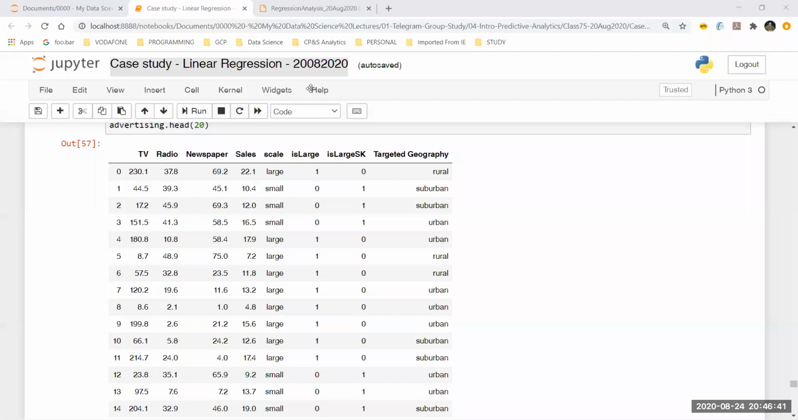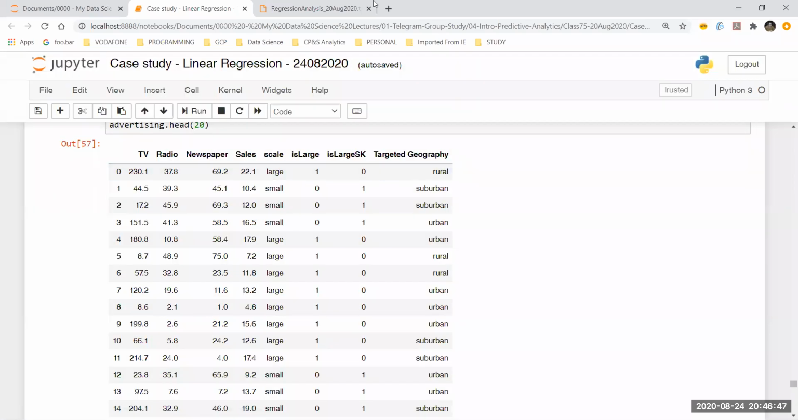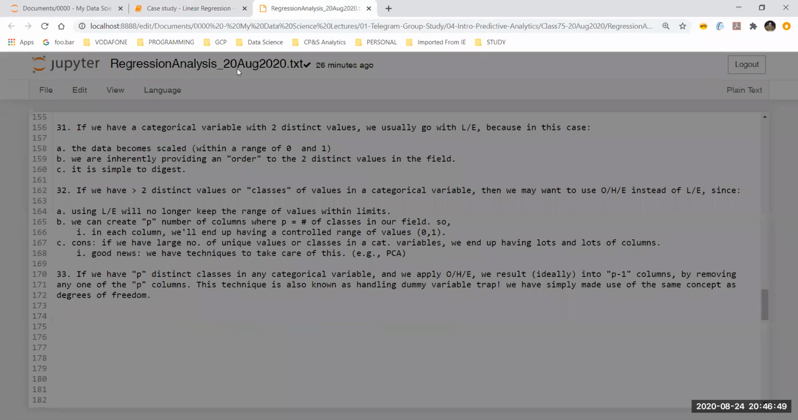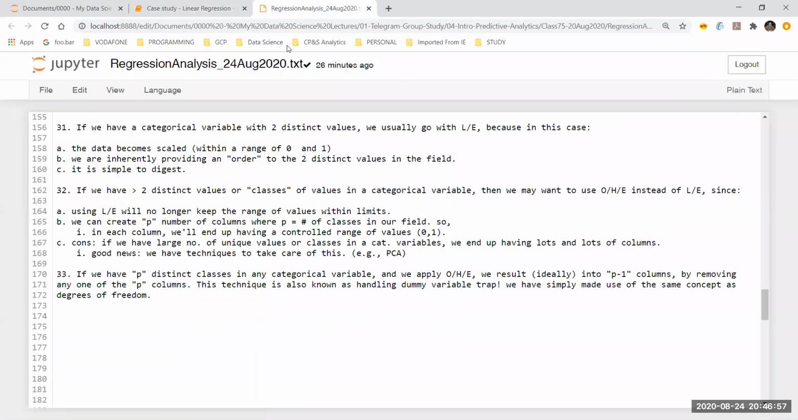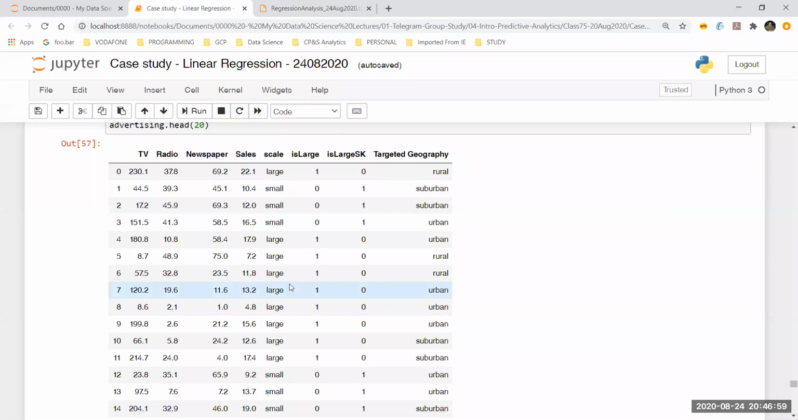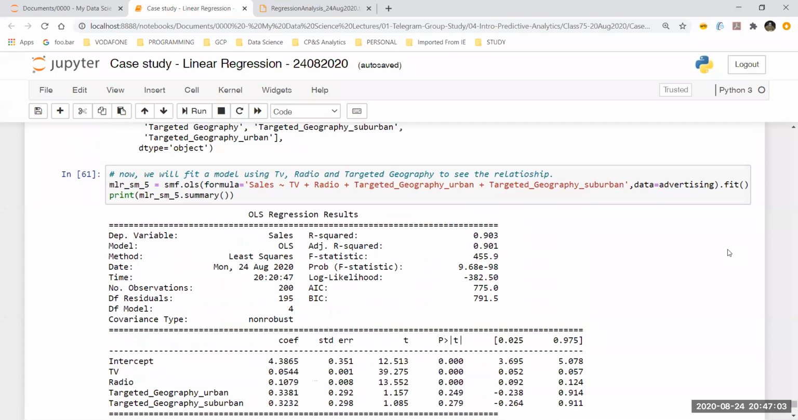I think this is the one. Yeah, so let me just rename this file as 24th of August. I hope you can see my screen, right? Yes. So let's just see what we have done.